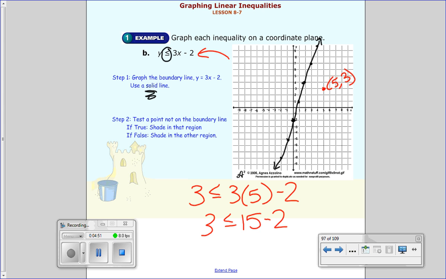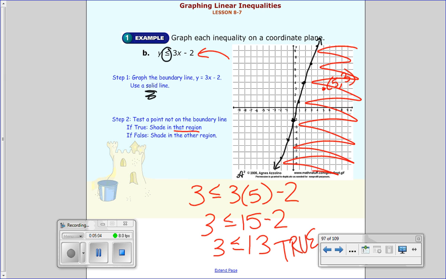So 15 minus 2 is 13. So is 3 less than or equal to 13? Oh, yes, it is. 3 is less than it. So that is true, meaning I shade in that region. So anything on this side of the coordinate, I shade in.